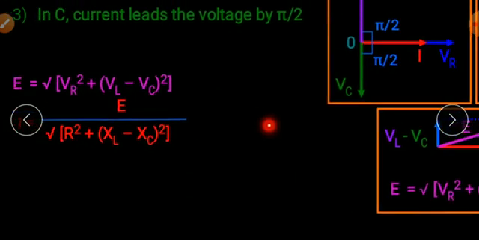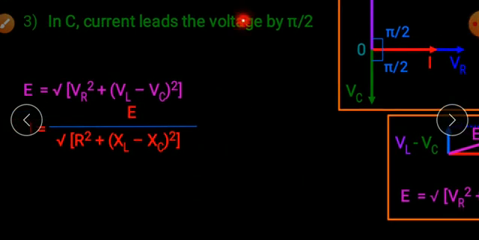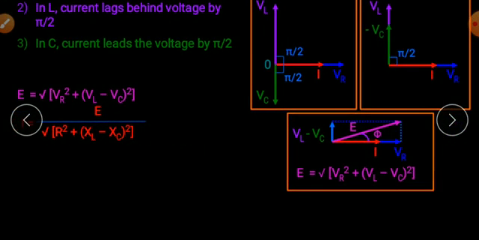From this, V equals under root of VR square plus (VL minus VC) whole square. So I equals E upon under root of R square plus (XL minus XC) square.